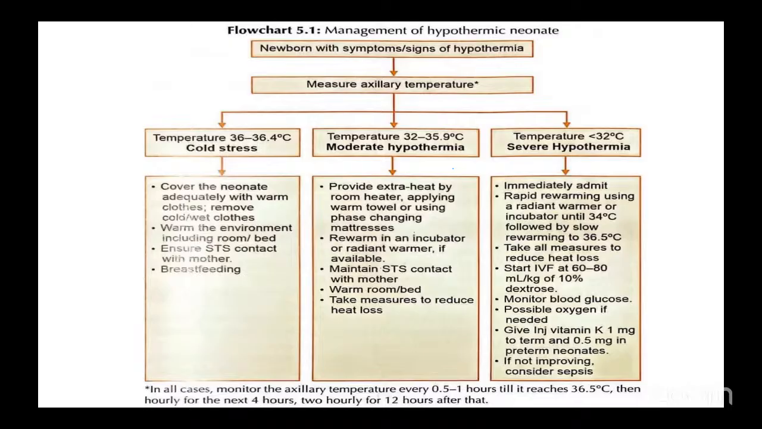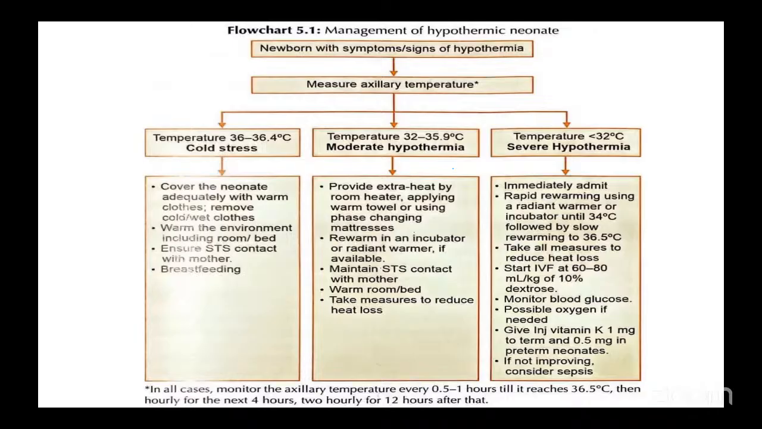The baby can be treated by covering the neonate with warm clothes, removing cold or wet clothes, and warming the environment, including the room and bed. You may turn off the air conditioner, or keep the temperature of the room at something like 25 to 26 degrees centigrade, and ensure skin to skin contact with the mother, and then continue breastfeeding. So this is cold stress.